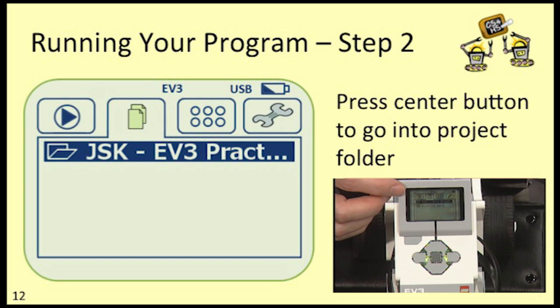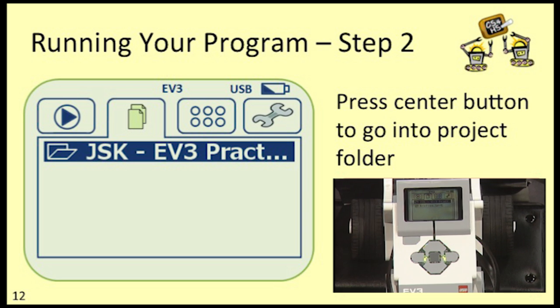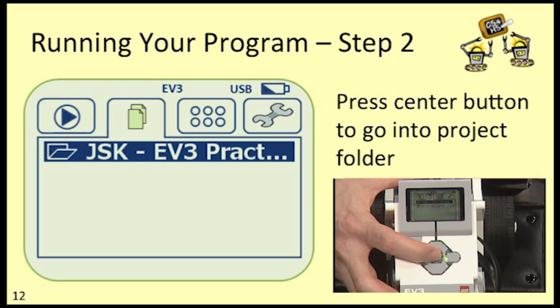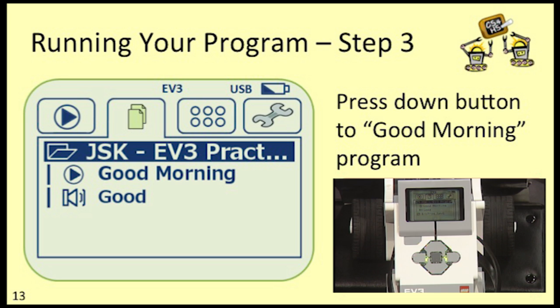And I don't know if you can read this, but you can see it says JSK on there and then the EV3 practice. Can't read the whole of the EV3 practice, and now you can see why we put the initials on there. If there were a whole bunch of different projects on here, it'd be nice to have mine with the JSK on there. We're going to push the middle button to say go into that EV3 practice project.